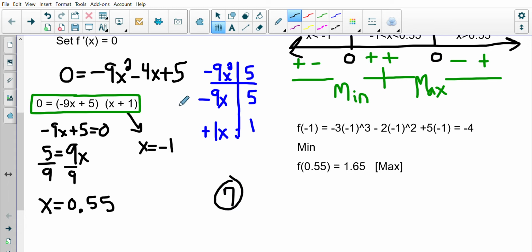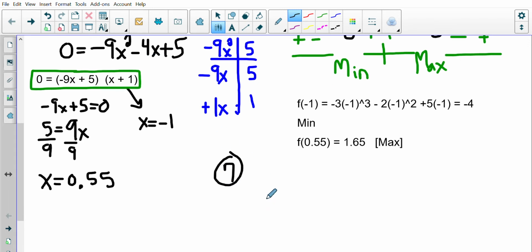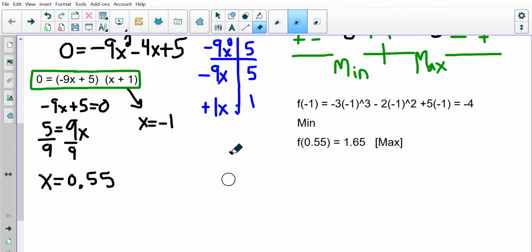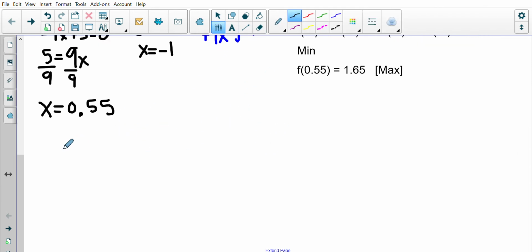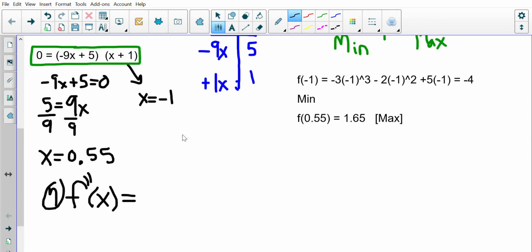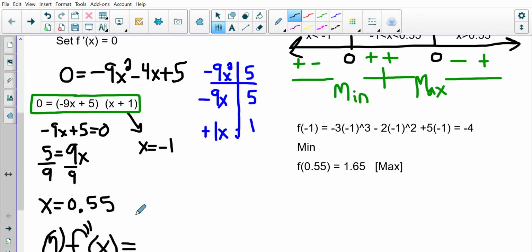Concavity. And so what I need is the double derivative. All right, so I'm going to take the double derivative. Let's see here. I'm going to move this over because I know that I'm going to have to use it for graphing. So number 7: find the double derivative. Now, I forget what the single derivative was, so I'm going to just peek up here. It was -9x squared minus 4x plus 5. All right, so the derivative is going to be minus 18x minus 4.